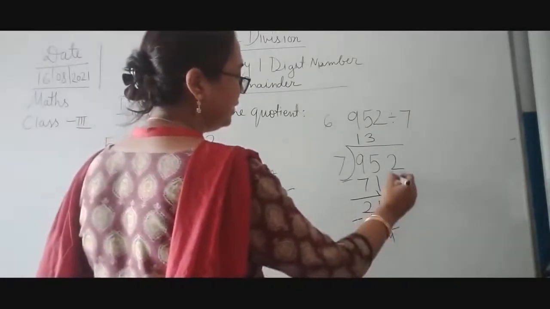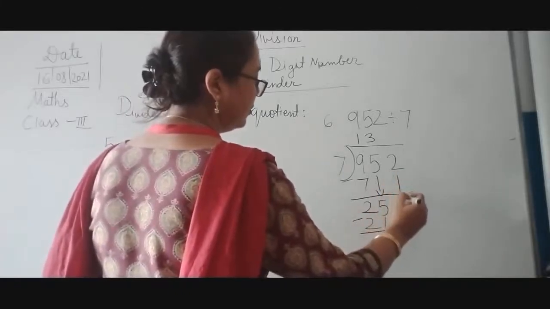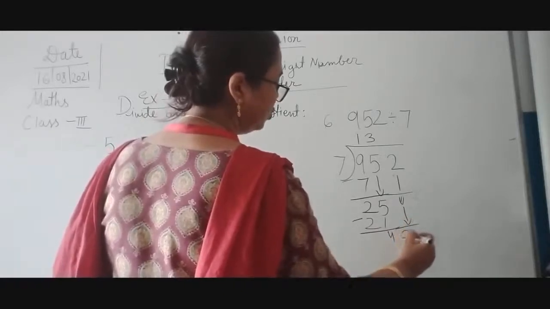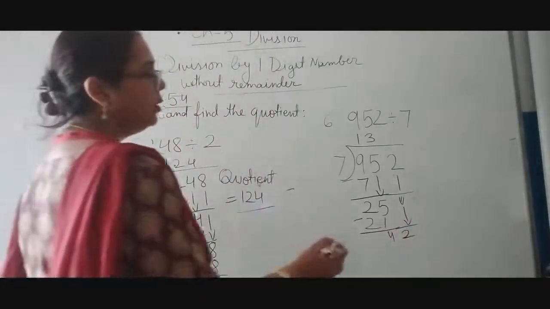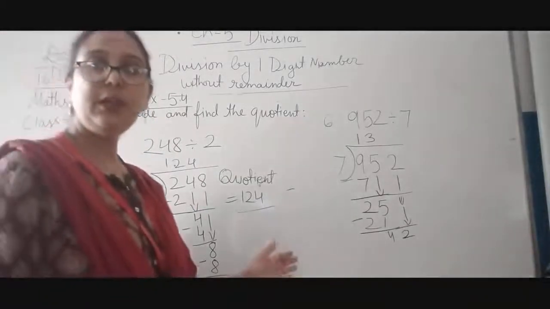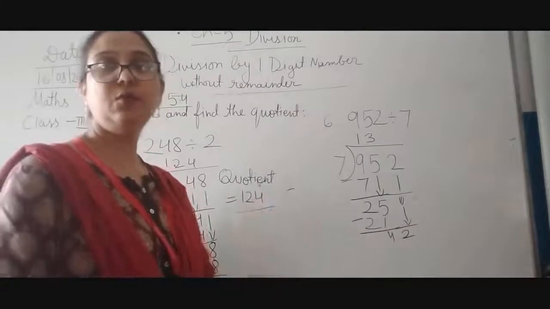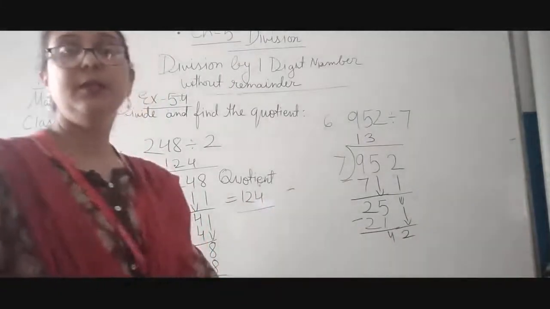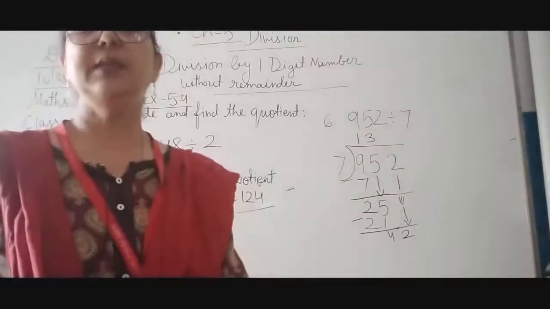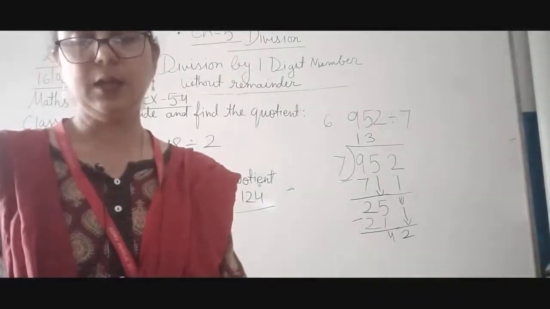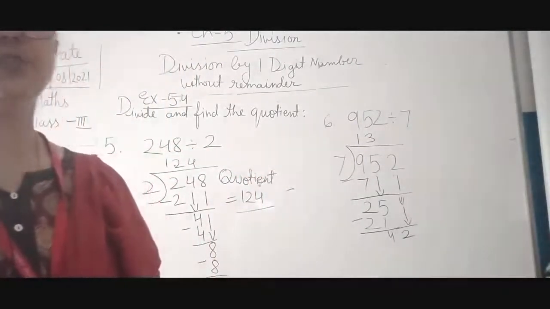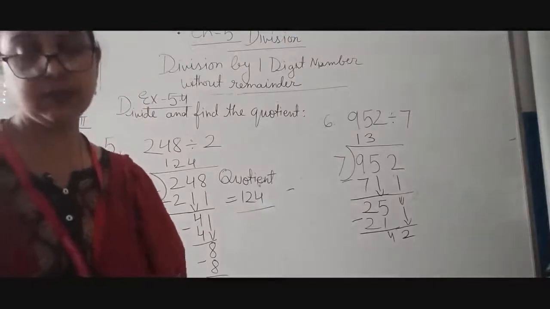So here we will write over here 2. Okay. Now 7 ones are 7, 7 twos are 14, 7 threes are 21, 7 fours are 28, 7 fives are 35, and children, 7 sixes are 42. After 35 what will come, children? 7 sixes are 42. Okay, 7 sixes are 42.